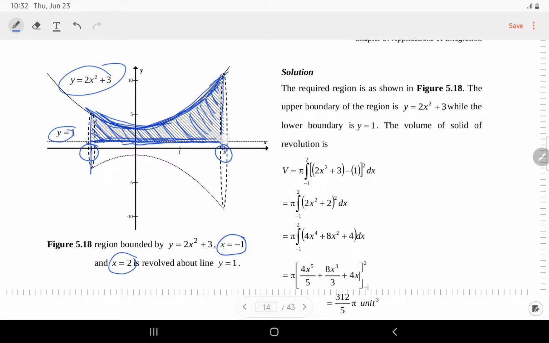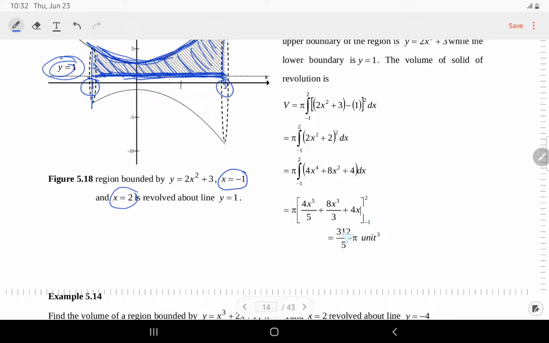Where is the lower boundary? It is right here, yang ni. So, apa equation dia? Y equal to 1. So, kita ambil 1 kat sini. So, selesaikan dulu. 2x square plus 3 minus 1 equals 2x square plus 2. And then, square it. Square kan? So, akan jadi macam ni. Barulah integrate dan masukkan limit dia. So, this is the final answer.